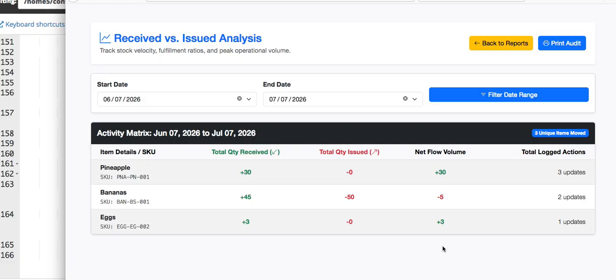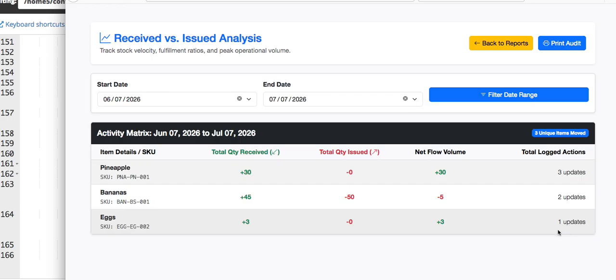And then you also look at the numbers, right? For instance, the eggs. You're looking at the eggs. We received 3, we issued 0, and then the net flow is plus 3. There's only one logged action, which is what this I update means. That means when you enter information in the database, it goes to the transaction table. Remember, anything you do goes into the transaction table too. That's how I look at it.